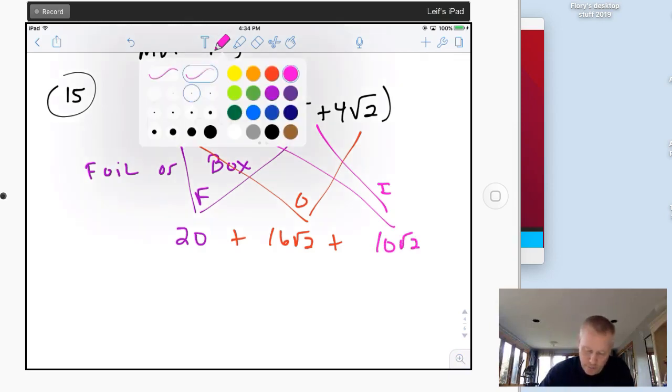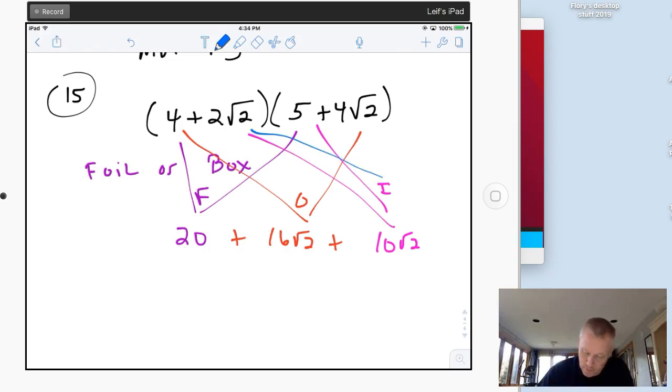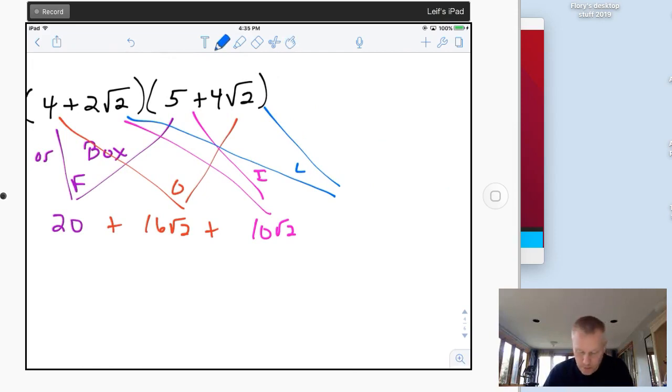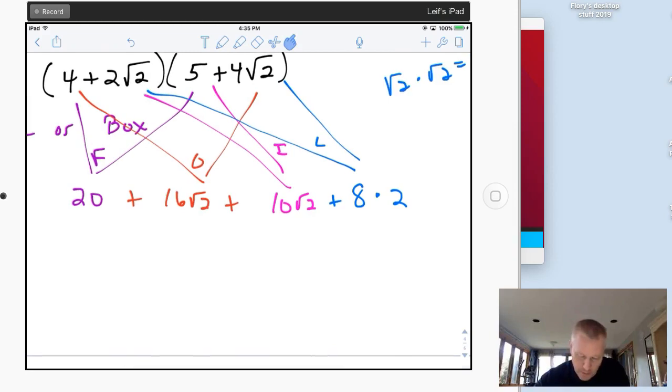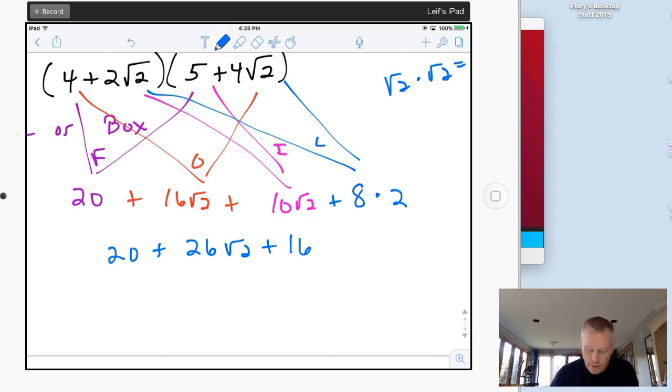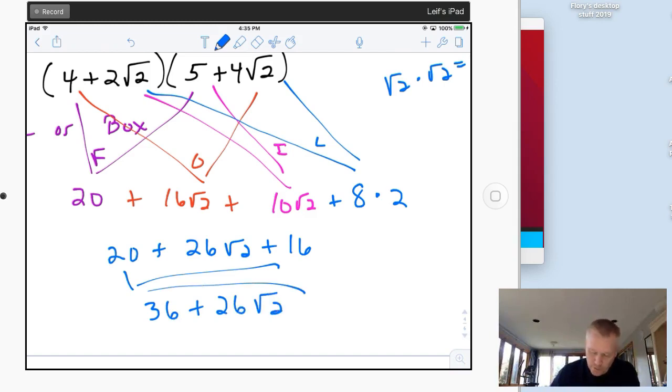And last ones would be the 2 square roots of 2 and 4 square roots of 2. When I multiply those two together, 2 times 4 is 8. Square root of 2 times the square root of 2 is 2. Remembering that, hopefully. Okay. All right, so let me clean this up here. I got 20 plus 16 square roots of 2 plus 10 square roots of 2 is 26 square roots of 2. 8 times 2 is 16. Now I can add the 20 and the 16 together and get 36 plus 26 square roots of 2.